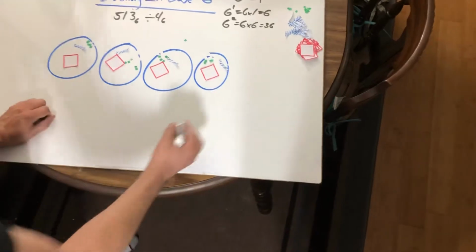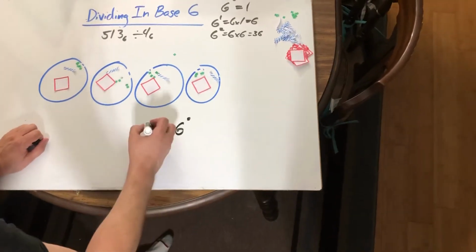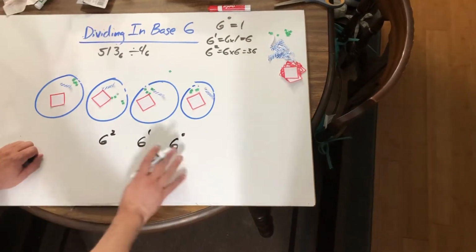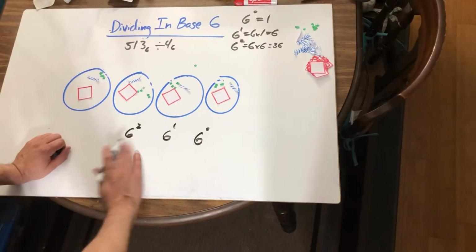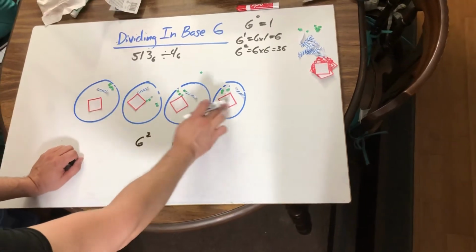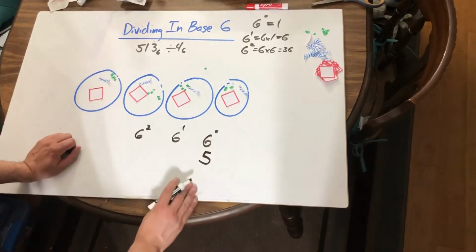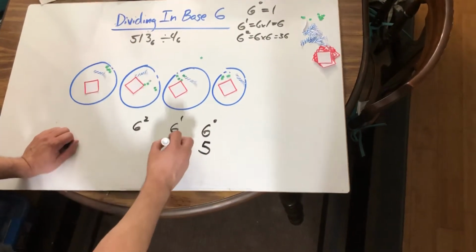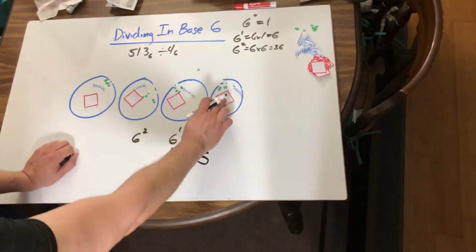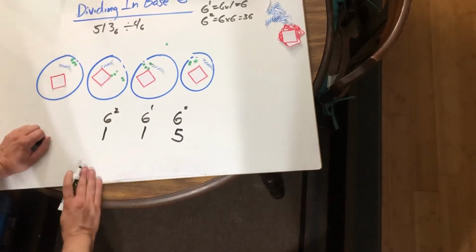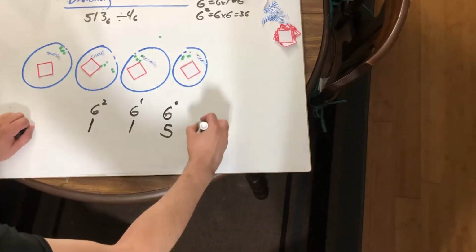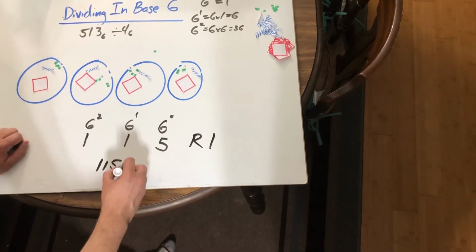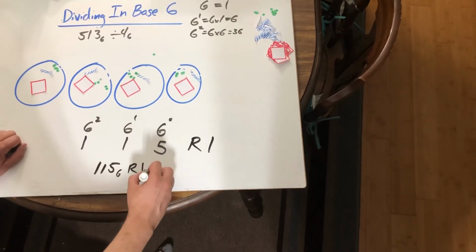Now, to write this out finally, let's take our 1s, our 6 to the power 1s, and 6 to the power 2s. What we're going to write down is what we distributed into each one of these. If we look at our 1s, we successfully put 5 equally into each one, so we'll put this as a 5. In our 6 to the power 1s, which is our 1 by 6s, we put 1 in each ring, so that's going to be a 1. And in our 6 to the power 2s, we put 1 in each ring, so we put that as a 1. And we have a remainder of 1. So the final answer is 115 base 6 with a remainder of 1 base 6.